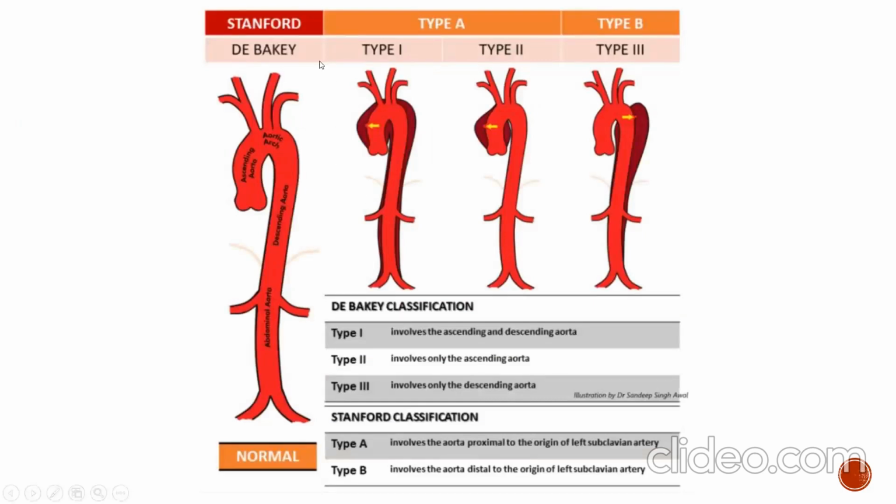Based on the DeBakey classification there is type 1, type 2, and type 3. Type 1 involves the ascending and descending aorta, and type 2 involves the ascending aorta. Type 3 involves only the descending aorta. Stanford type A involves the aorta proximal to the origin of the left subclavian artery, and type B involves the aorta distal to the origin of the left subclavian artery.